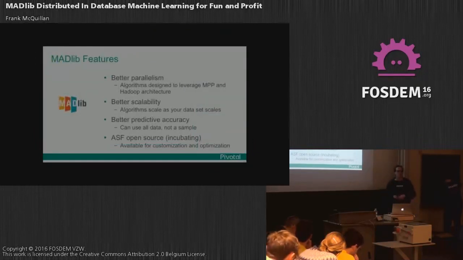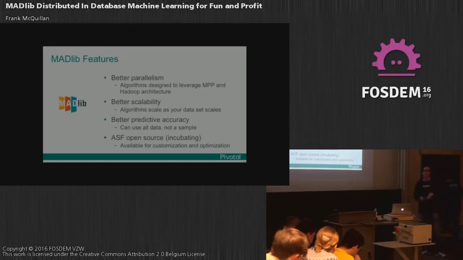So the features of MADlib are better parallelism. I think that's a key thing. MADlib is SQL-based, and it's designed to take advantage of the massively parallel processing architecture in Greenplum Database, as well as the distributed computing capability within Hadoop. Better scalability, and by this I mean the algorithms scale as your data set scales.